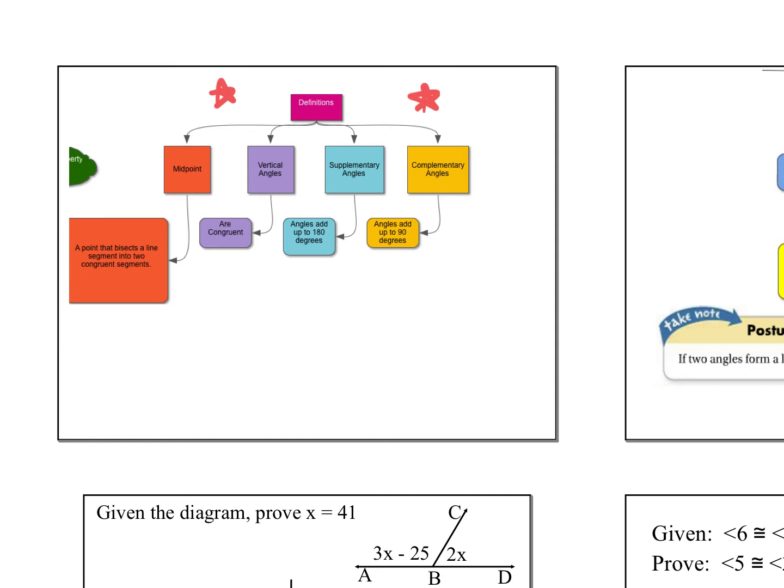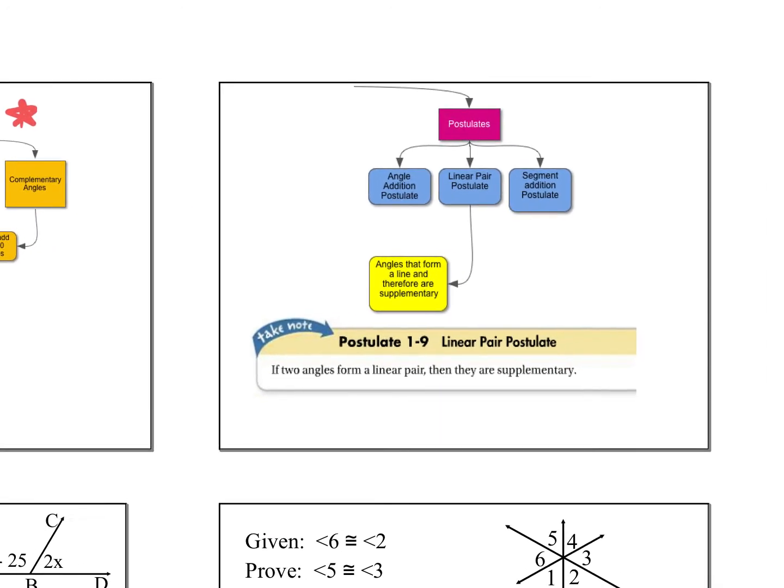You're going to be using these throughout the year. Definition of bisector. We have yet to kind of include this in here, but if I'm stating that a ray is a bisector, by definition, I can say that the two angles are congruent. So we use definitions a lot.